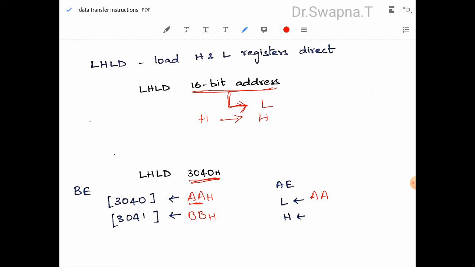And next, the 16-bit address plus 1. The content of it gets copied into the H register. So 3040 plus 1, nothing but 3041. The content of this memory location, which is BB, gets copied into the H register. So this is how we understand the LHLD. It stores the content of the memory location 16-bit address into the L register, and the next location it loads into the H register.